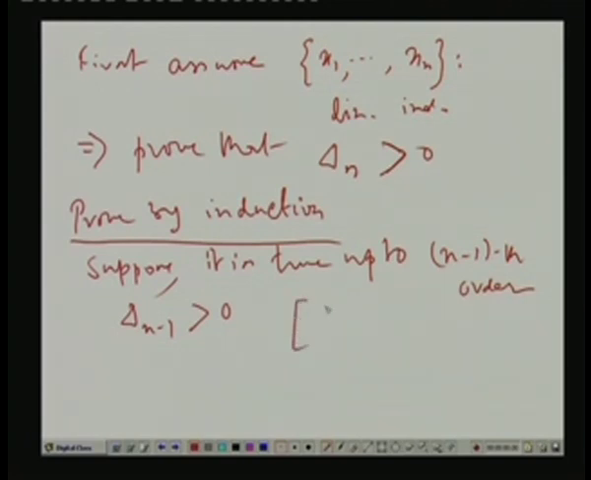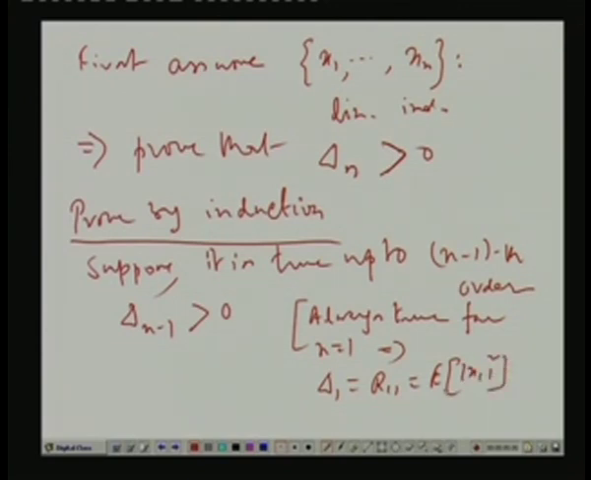This is of course always true for n equal to 1. That is, if you have only one random variable, because delta 1 is nothing but R 1 1, which is nothing but the expected value of mod x 1 squared, which is always greater than 0, because x 1 cannot be a 0 random variable. The presence of any 0 random variable in a set makes the set linearly dependent. So, this is greater than 0. So, this is satisfied up to n equal to 1, that is, up to first order.